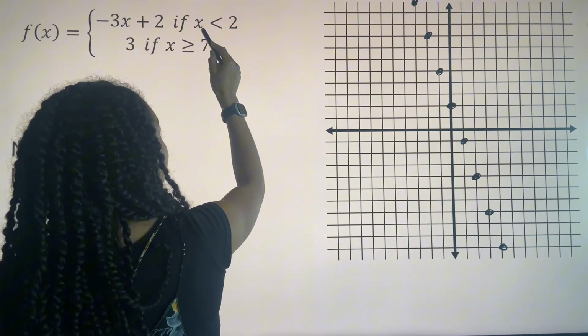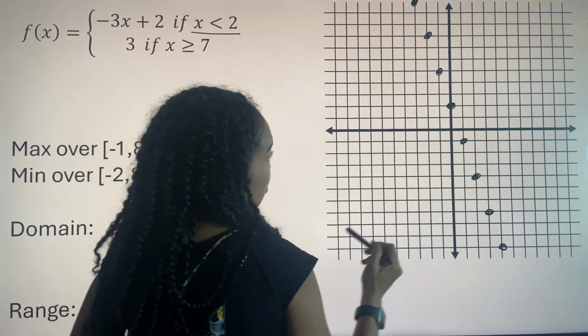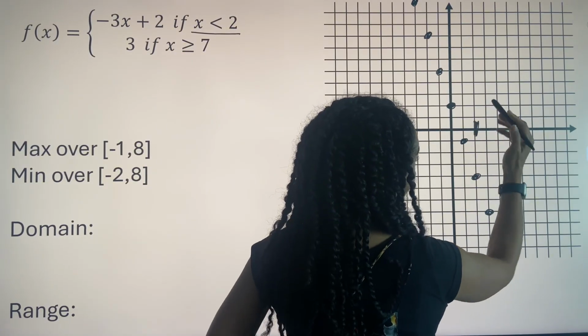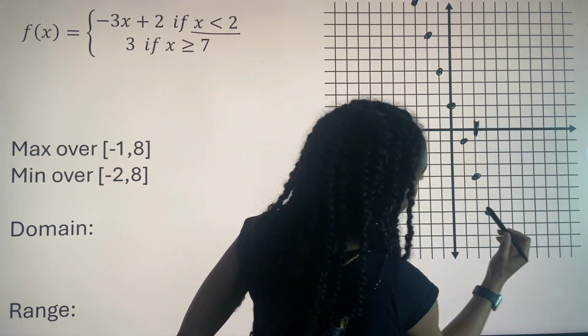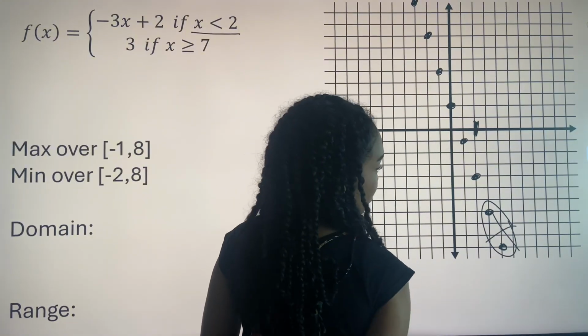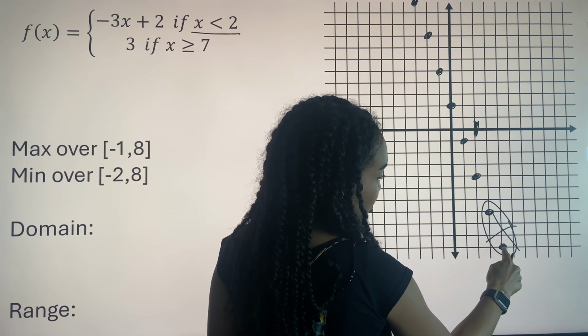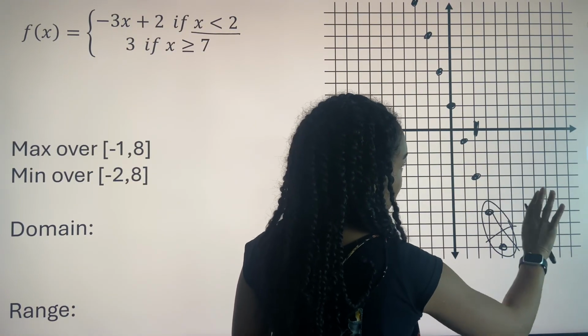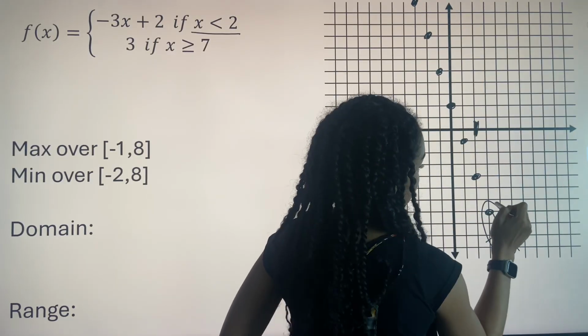Now, I only want x values that are less than 2. So 2 is right here. I want less than 2, so I'm going to get rid of these points. The x value here is 3 and the x value here is 4, okay? We don't want those. So I'm going to erase those points.